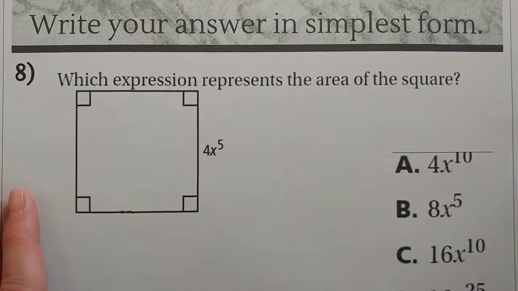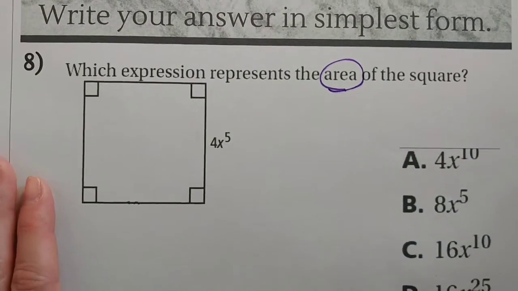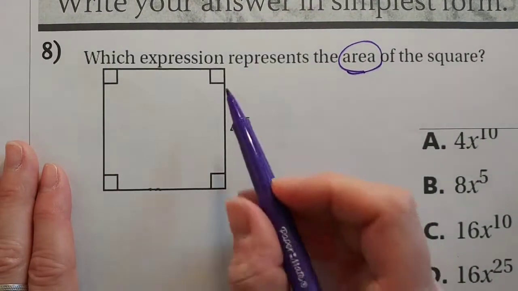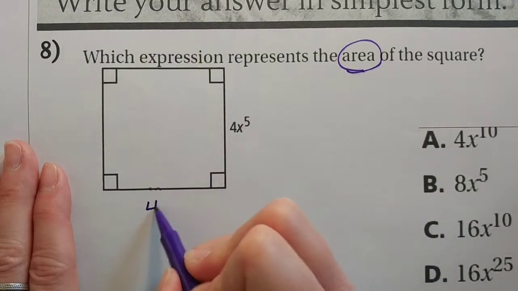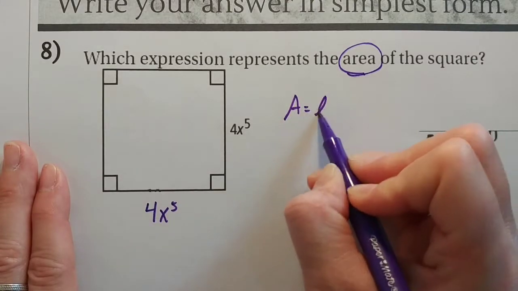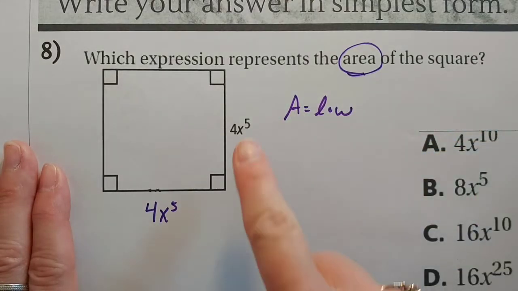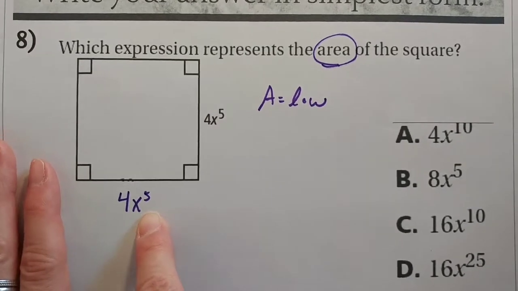All right, number 8. This is asking which expression represents the area of the square. We've done one like this before. We know that a square has the same length sides. So if this is 4x to the 5th, this is 4x to the 5th. And to find the area, we take length times width. So we would have to multiply both of these together. Go ahead and try it. Pause the video. See if you get the right answer.